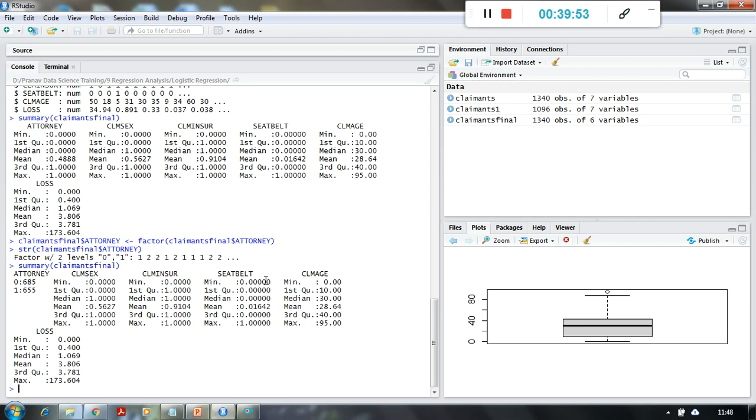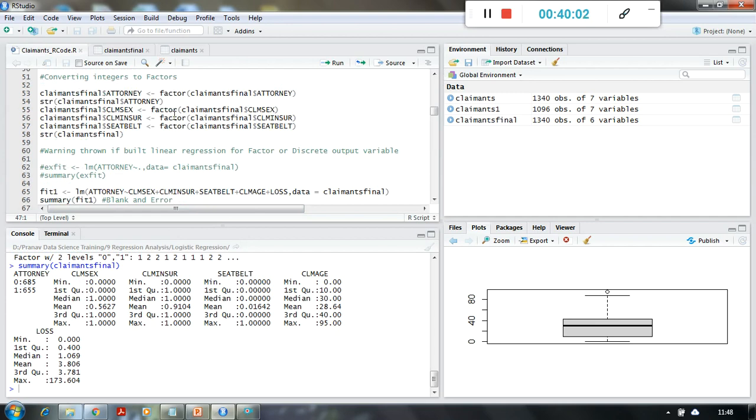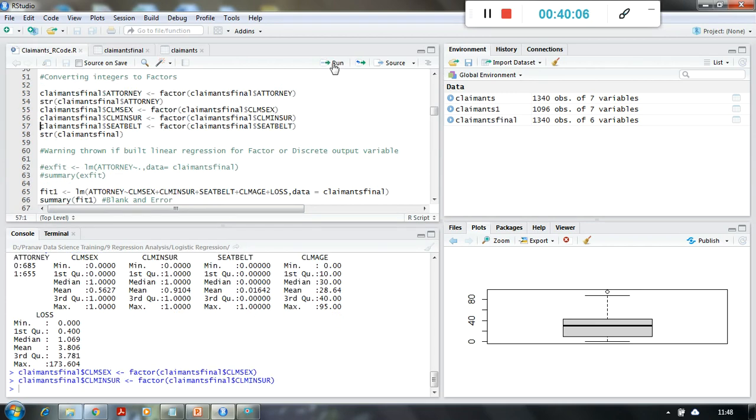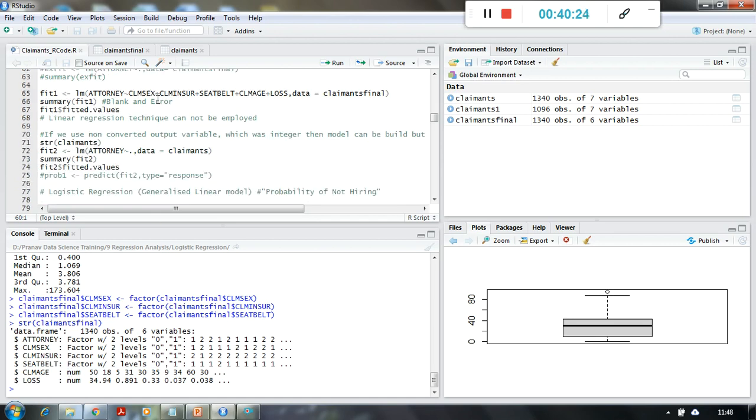Similarly, we have to do it for claimant sex, insurance and seat belt. So let's do that one by one. So I am factorizing claimant sex, claimant insurance, seat belt, and now let's look at the structure. And you see over here all the first 4 variables have been converted or factorized with 2 levels. Age and loss is in numbers.